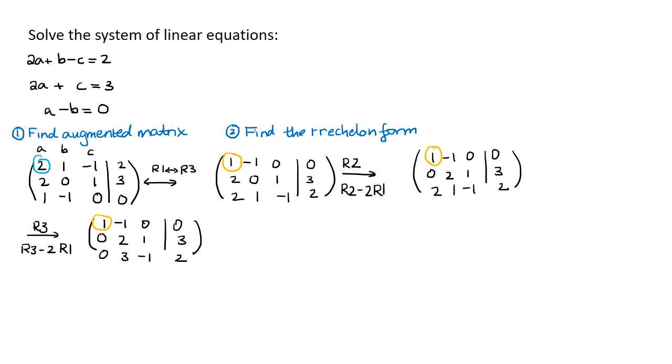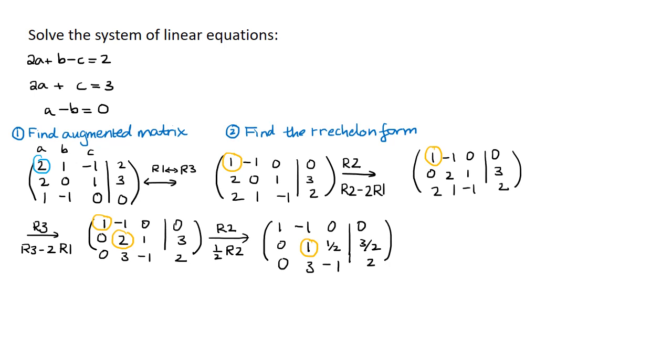And I move on to row 2, where I have a leading entry of 2. So I like to have a 1 there. So I'm going to replace row 2 with 1/2 of row 2. And now I want to eliminate the 3 that lives below this leading entry. So I'm going to do that by replacing row 3 with row 3 minus 3 row 1.